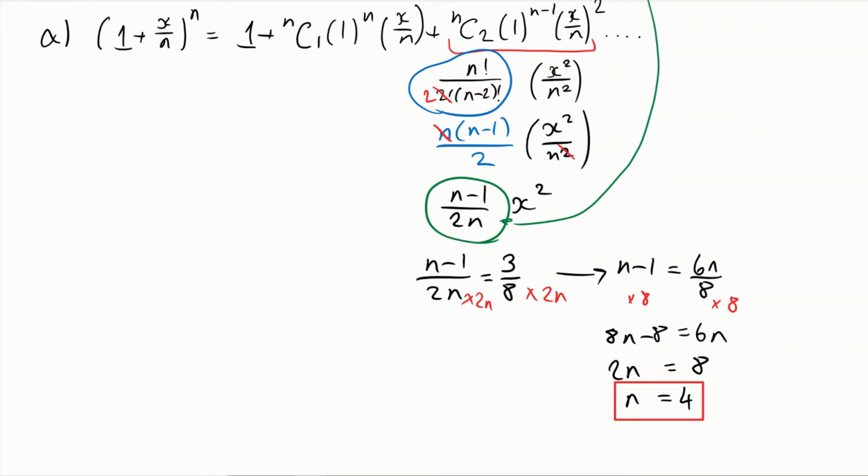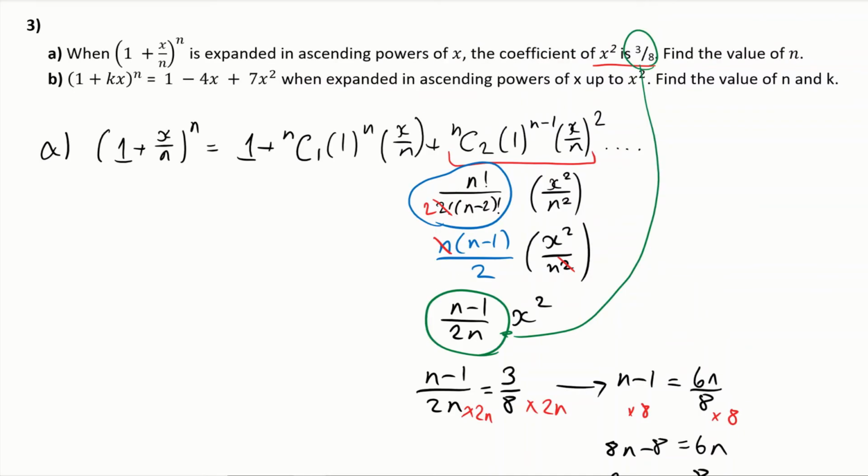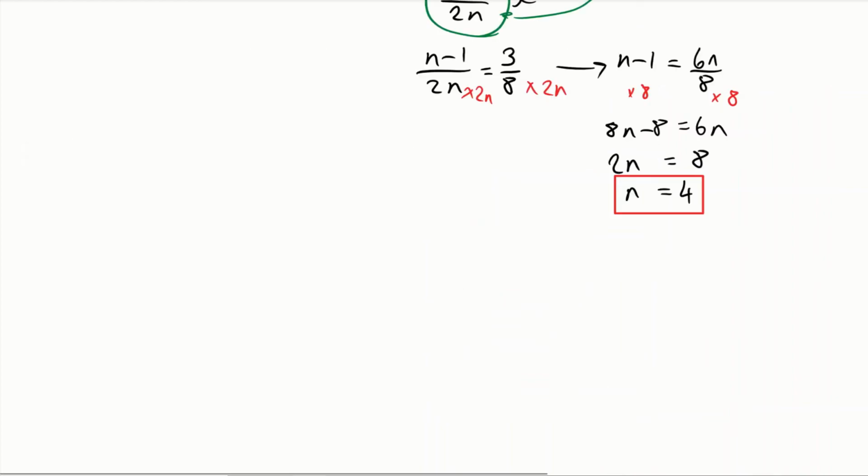Let's look at question B. (1 plus kx) to the power of n is equal to 1 minus 4x plus 7x squared when expanded in ascending powers of x up to x squared. Find the value of n and k. Now, I'll be honest, parts A and B don't have anything to do with each other, but I felt that these questions are too good to miss. So after this, we will be prepared for any kind of binomial expansion question you will come across.